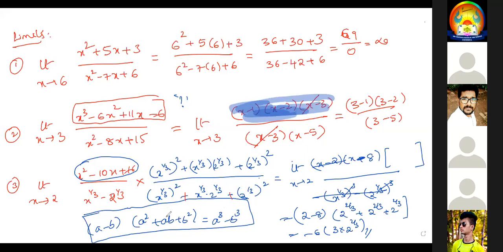Now when I multiply, it is a square plus ab plus b square. Its formula is a cube minus b cube. There x minus 2 gets cancelled. The remaining thing, this star, we have to substitute.